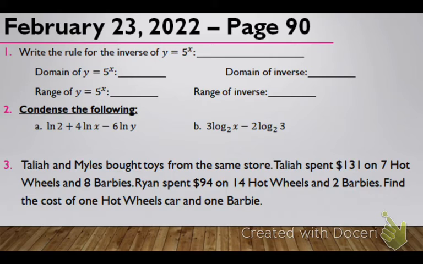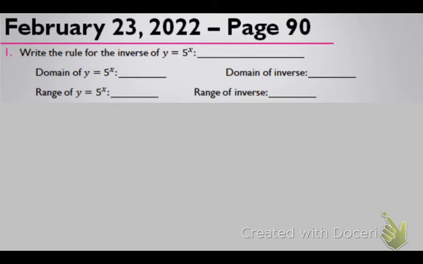All right. So we will look at how we work together. I'm going to switch to a screen with just problem 1 on it. It says, write the rule for the inverse of y equals 5 to the x. Write the rule for the inverse of y equals 5 to the x.